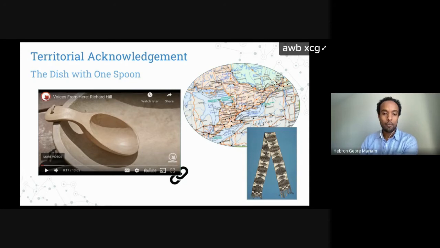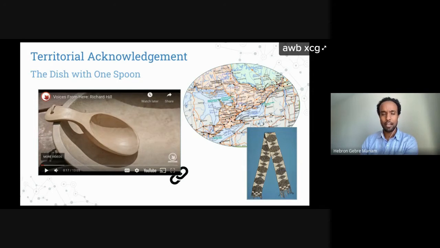So this bowl or this dish represents what is now Southern Ontario, from the Great Lakes to Quebec, from Lake Simcoe to the US border. So the idea is that we all eat out of this dish, all of us that share this territory, with one spoon only. That means that we have to share the responsibility of ensuring the dish is never empty, which includes taking care of the land and the creatures we share it with.